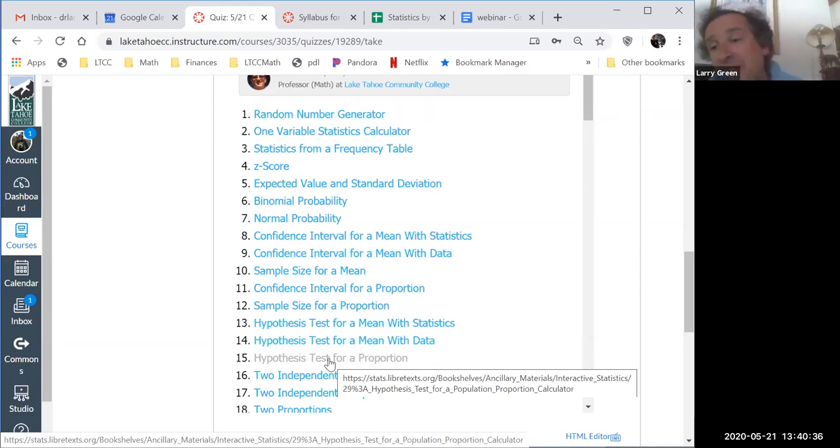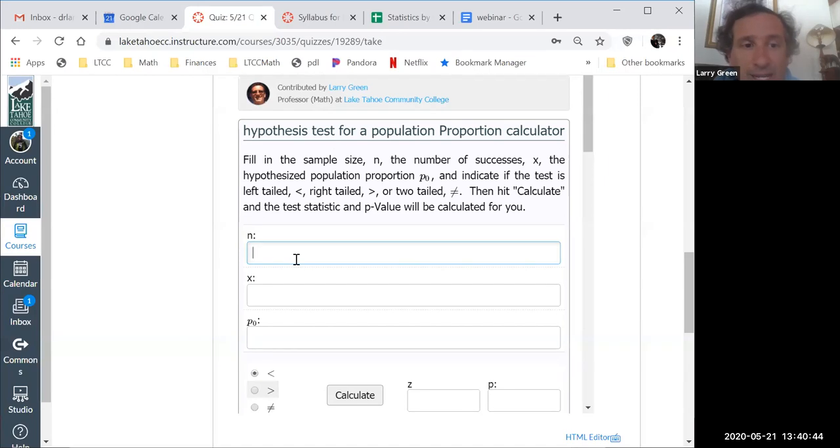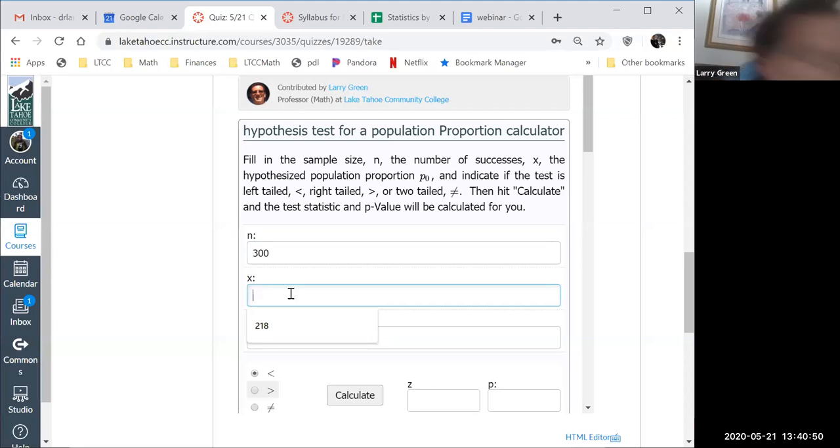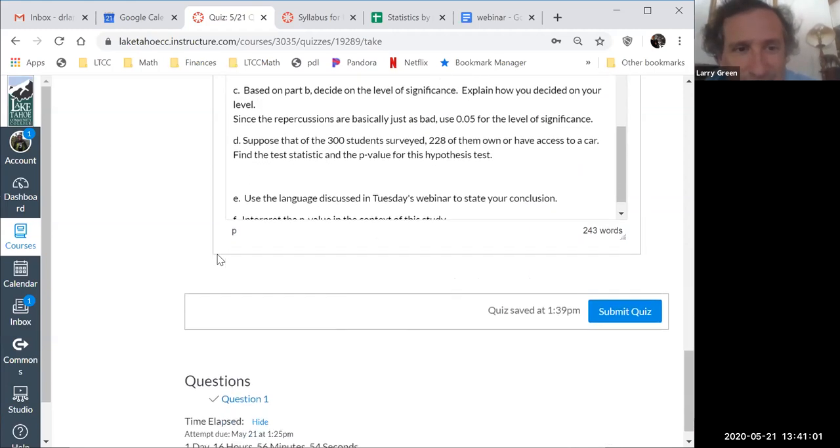So P, remember the P stands for proportion. That's why it's proportion, and this is a hypothesis test. It's not a confidence interval. So it's a hypothesis test for a proportion. And we just plug in. N was 300. The X was 228. And our P naught was 0.7. Was it 218? Let me double check.